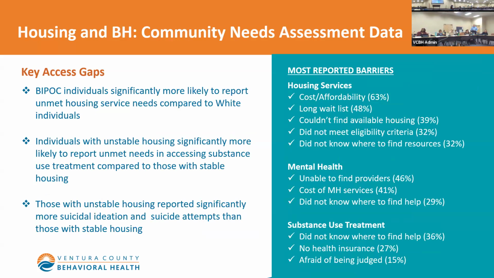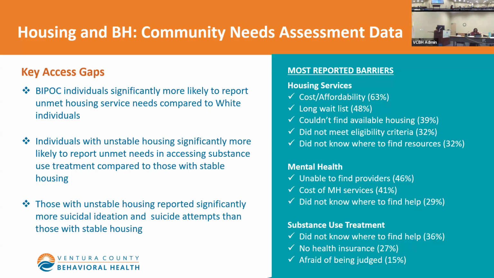So what we do know on the housing piece, which might inform some of your priorities, is we know where housing has been more of a challenge. Our data has shown that BIPOC individuals, that's Black, Indigenous, and people of color, are more likely to report unmet housing needs compared to white individuals. We also know that people with unstable housing are much more likely to report unmet needs about getting substance use treatment, and they're more likely to think about suicide and to attempt suicide. So this is why housing is a big part of BHSA: housing does correlate with some of these really serious things.